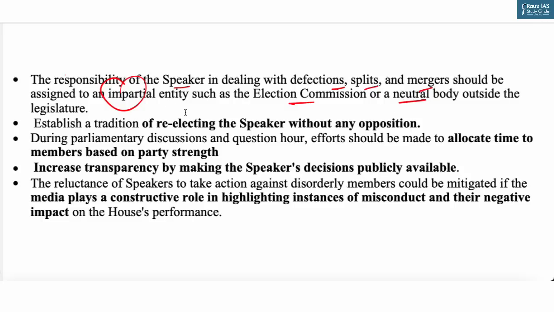Second is to ensure a smooth and uncontested re-election process. It is recommended to establish a tradition of re-electing the speaker without any opposition. Next is during parliamentary discussions and question hour, effort should be made to allocate time to members based on party strength and also to accommodate those who wish to express diverse concerns or viewpoints.